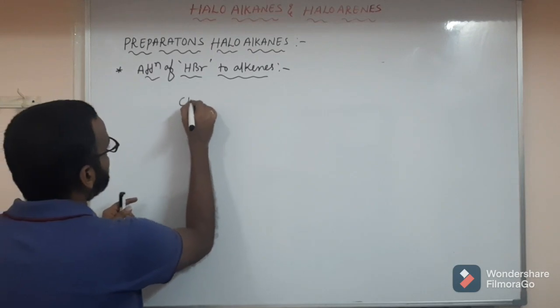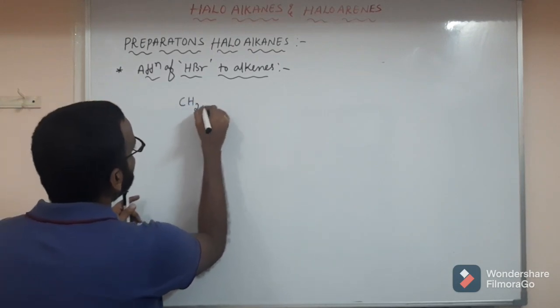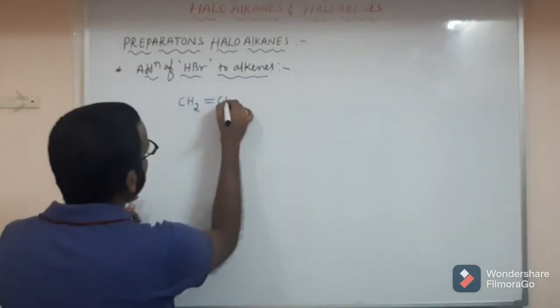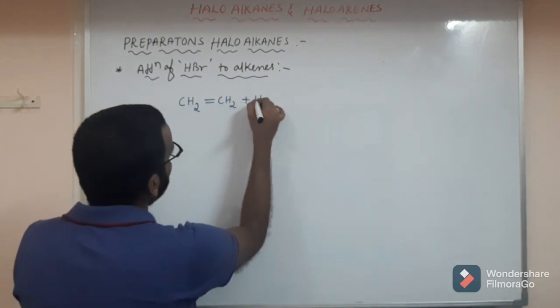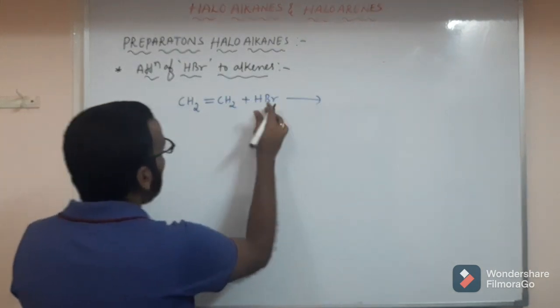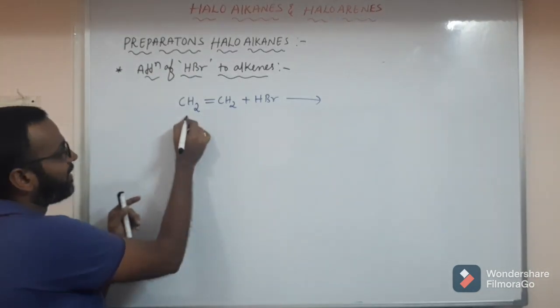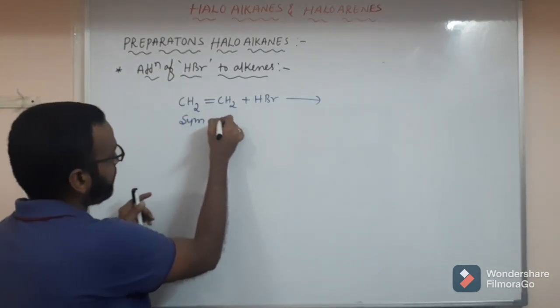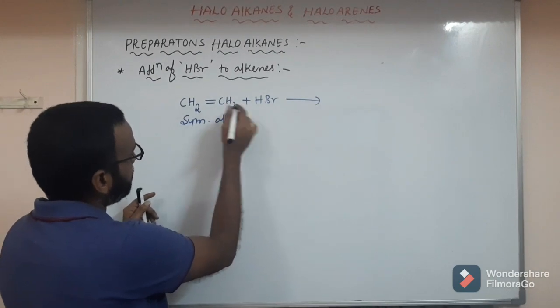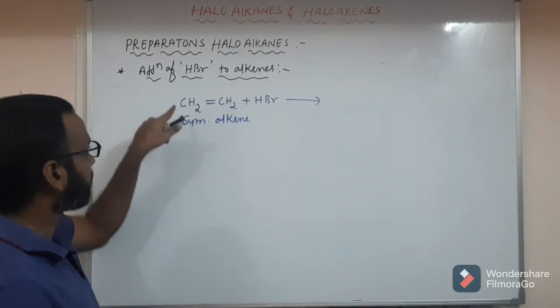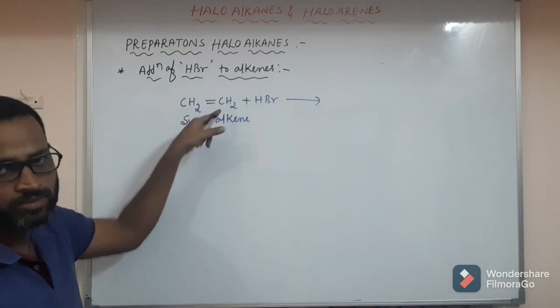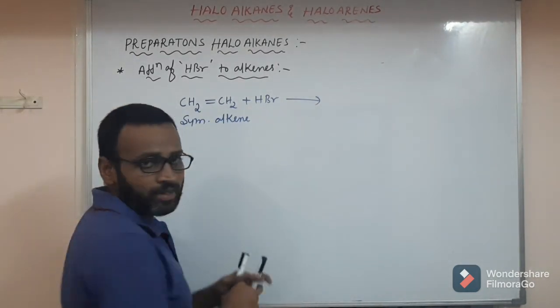Suppose you are adding to CH2 double bond CH2. When I am adding HBr, no problem. I can add bromine either to this carbon or this carbon because it is a symmetrical alkene, we call. You can add to anywhere. You can add here or you can add here. It's no problem. Understanding everyone?